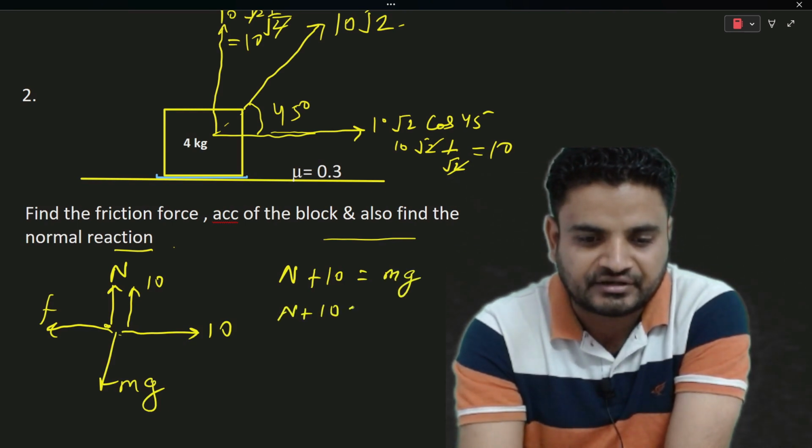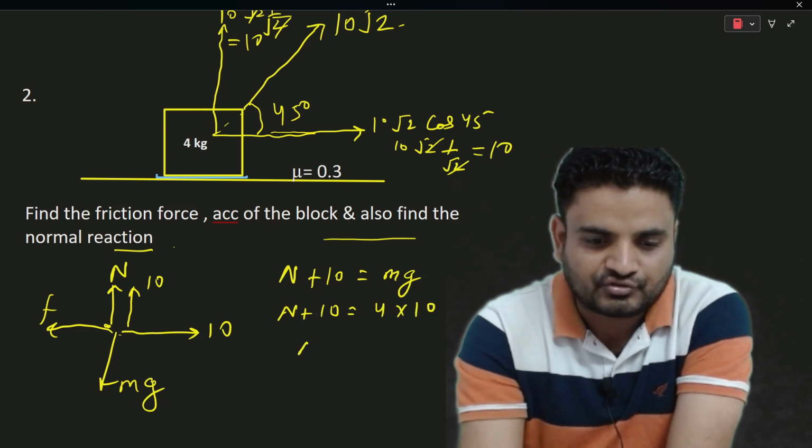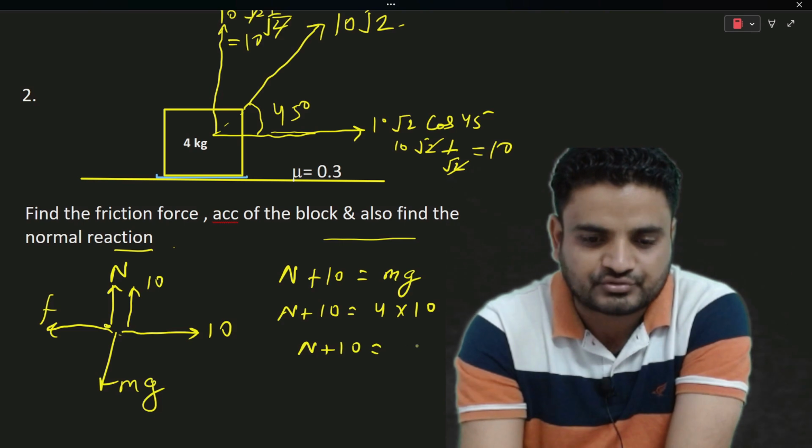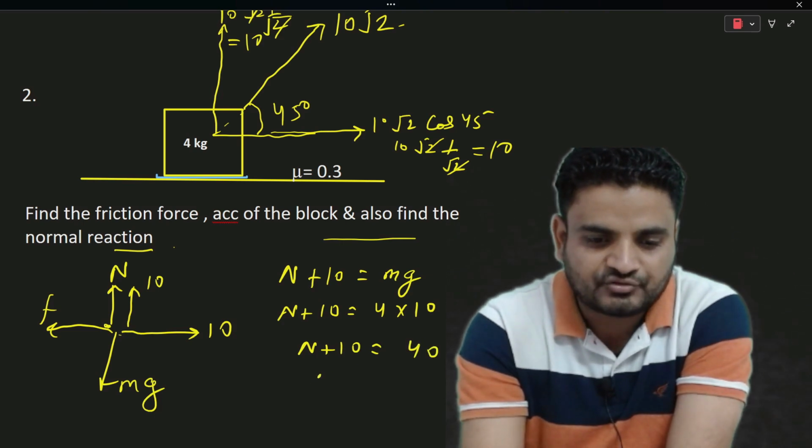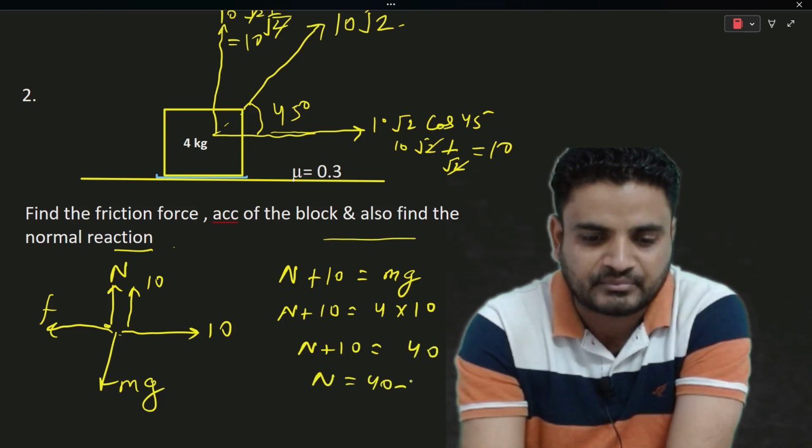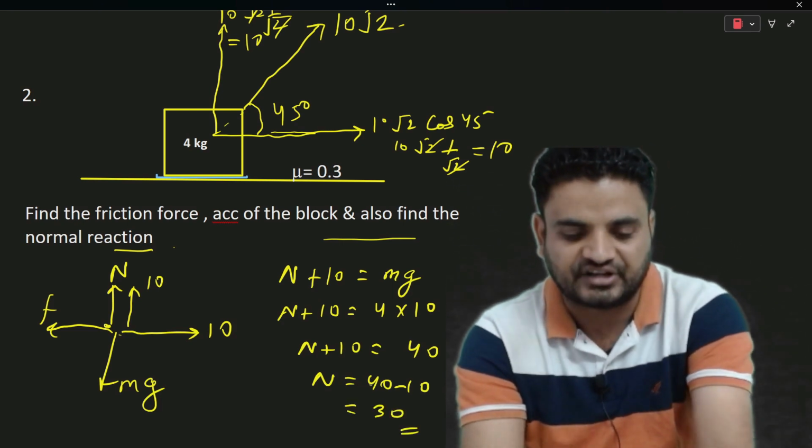N plus 10 equals the mass 4 times g, where we consider g to be 10. So N plus 10 equals 40. So here N equals 40 minus 10, so it will be 30. So our normal reaction is 30.